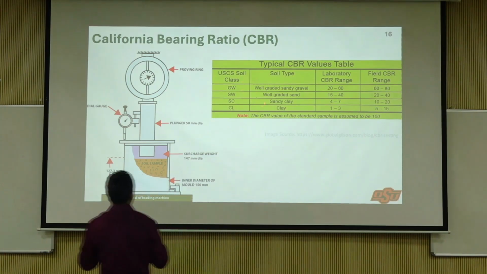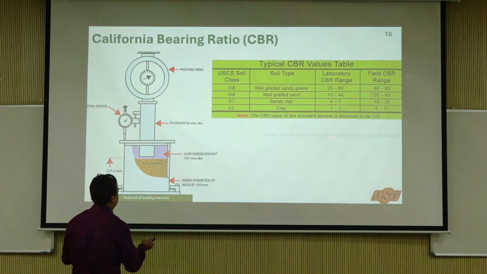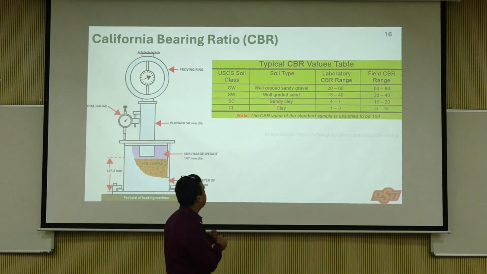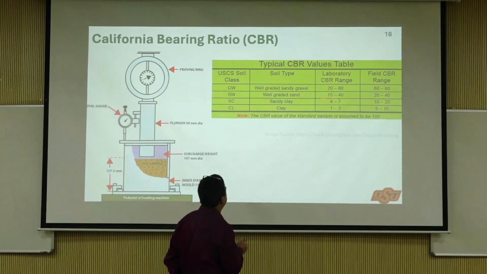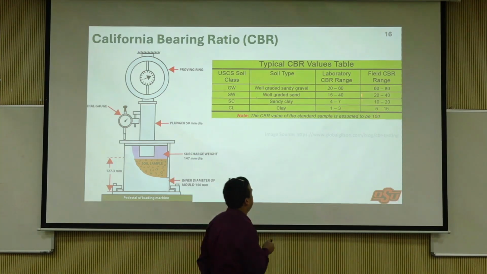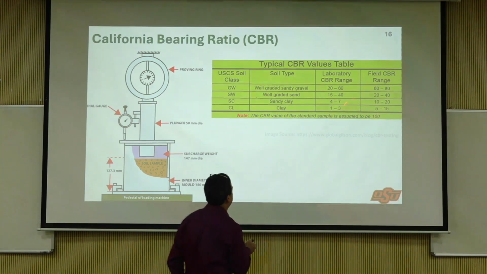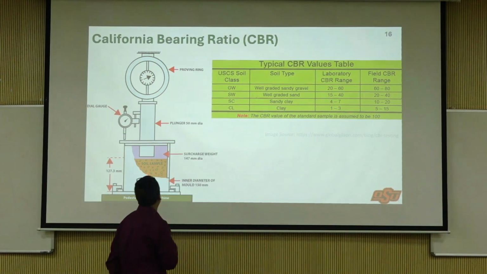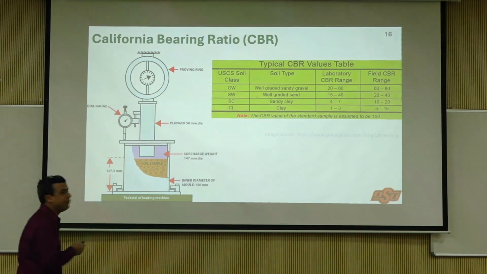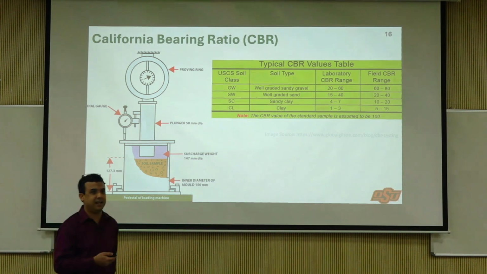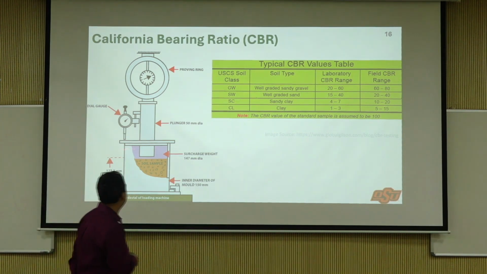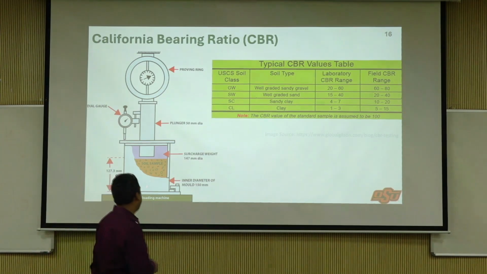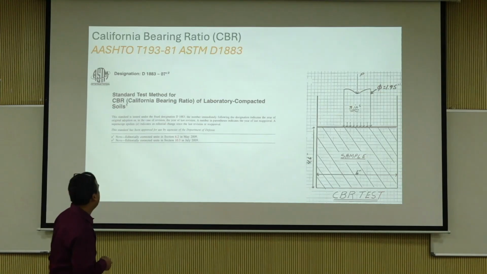This is a company called Gilson. They sell a lot of equipment. This is their website, and you can see some CBR ranges that they report. This is a schematic of the equipment. Of course, there is no proving ring these days. You have load cells, so you don't need a proving ring or a dial gauge. You have an LVDT. You just go and measure.